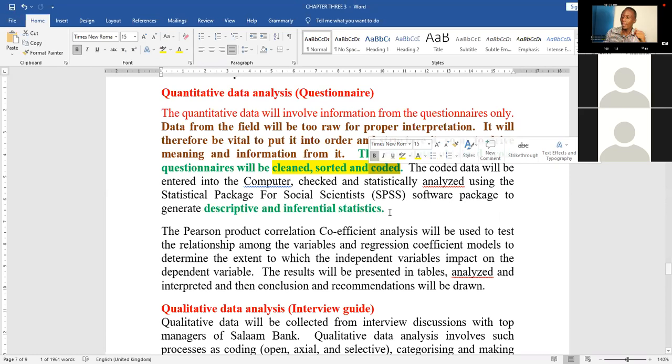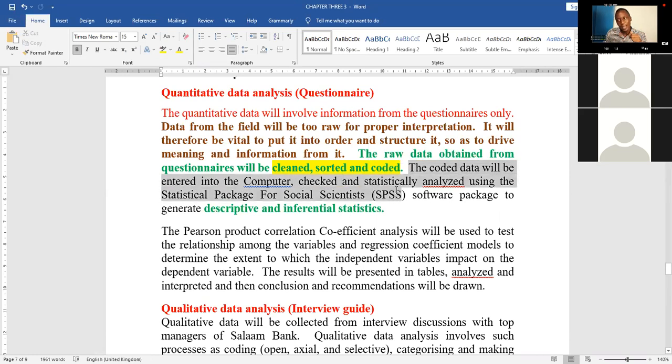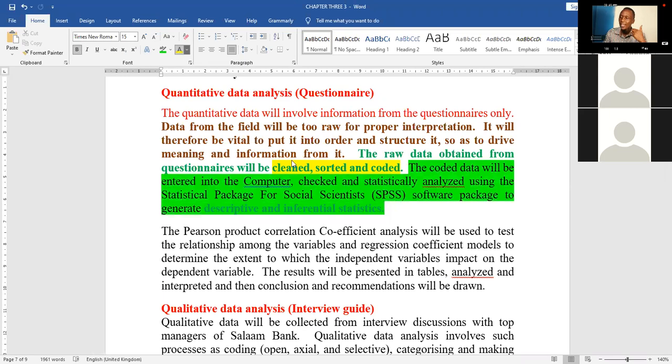And then after that, we are also seeing that the coded data will be entered into the computer, checked and statistically analyzed using Statistical Package for Social Sciences, SPSS, software to generate descriptive and differential statistics. What does that mean? After entering the data into SPSS, of course, SPSS stands for Statistical Package for Social Scientists. That is SPSS in full. I know many people don't understand this.